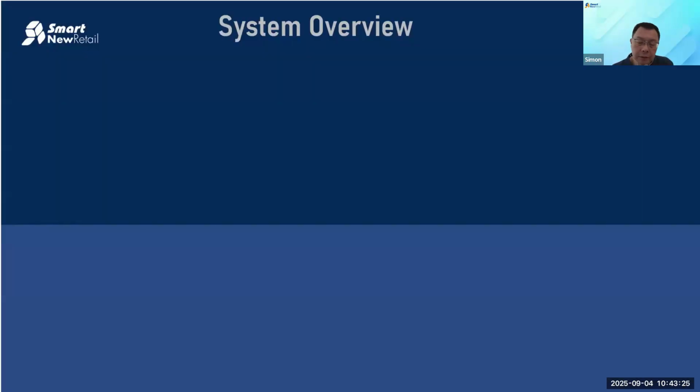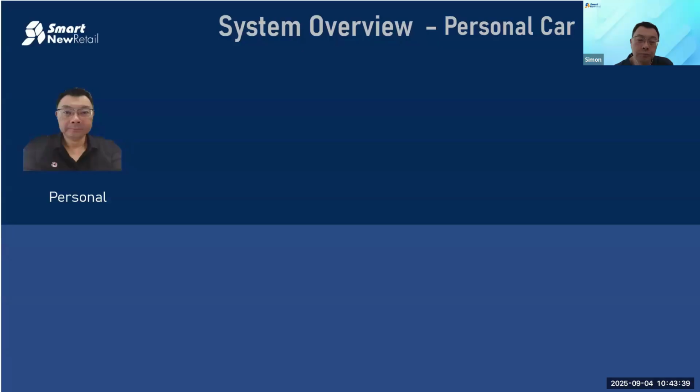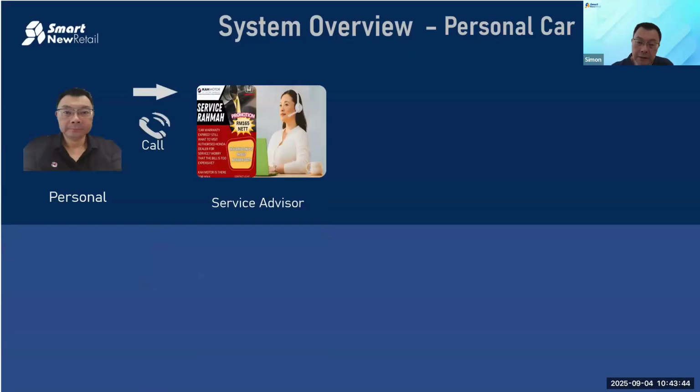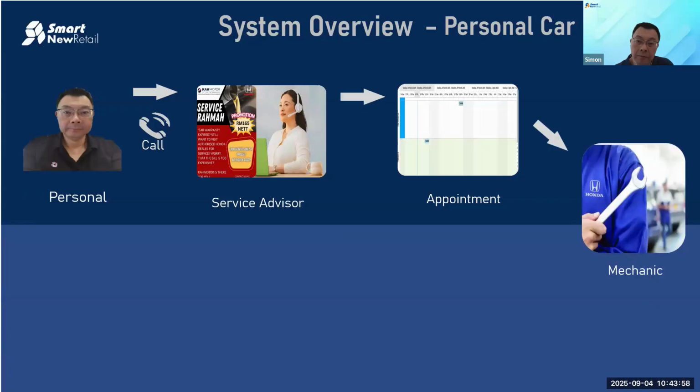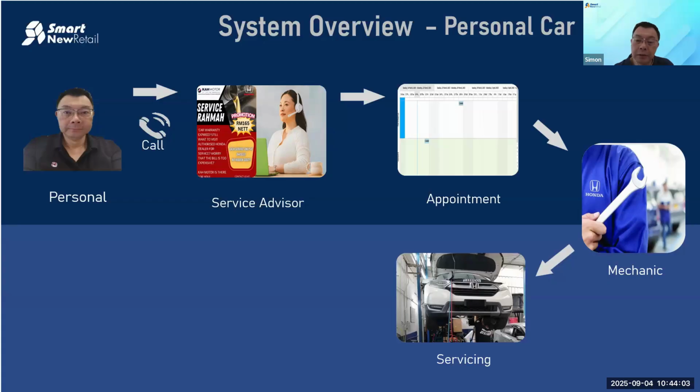When it comes to the workshop system, first of all, this solution covers two types of business. First of all, the personal car. For example, how do we handle the personal car? Let's say I'm the owner. Before I go to the workshop, I need to call the center to make an appointment. In the center, we have a service advisor who does the appointment and helps me do the booking. The service advisor will do the booking in the appointment list here, check the available date and book the service for me. Then when I come to the workshop, the mechanic will help me do the servicing and repairing according to the job sheet already assigned.